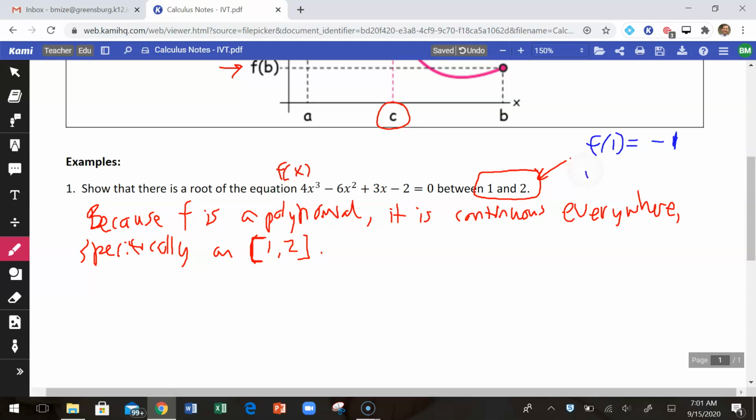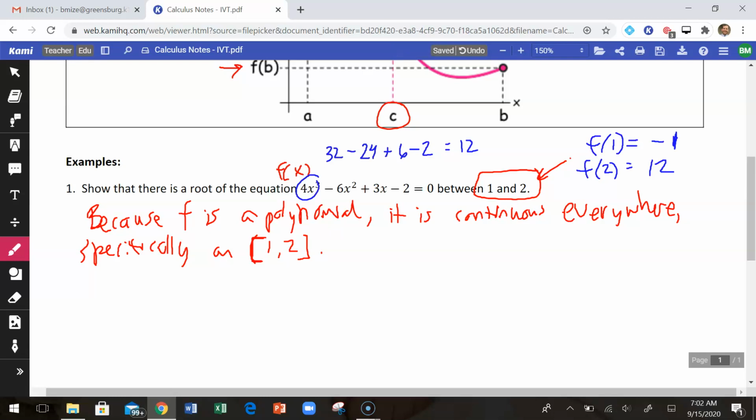Okay, and then we also need to figure out what f of 2 is. So if we plug in 2, this term would be 32, minus, if we plug in 2 here, 24, plus, if we plug in 2 there, 6, and then minus 2. So we've got 38 positive minus 26, so that's going to give us 12. Okay, so f of 2 is 12.